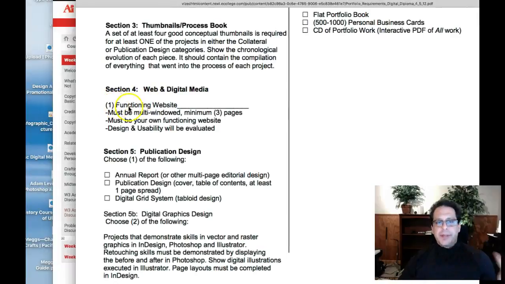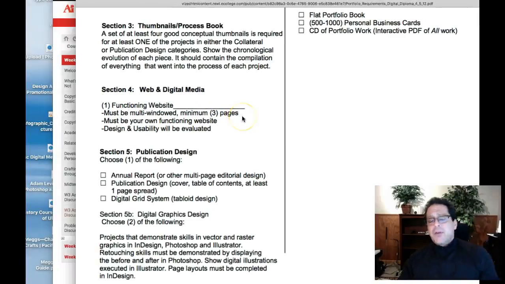Web and digital media means one functioning website, multi-window, minimum of 3 pages. It must be your design. So if you don't have this, if you don't have a URL, you should have some work saved from your Web 1 class where you did some designing. And that's all we really need. If you can take screenshots of those and present those, we're well on our way. That's all we really need. I understand completely if you don't have this as a functioning website through your AI sites or other.